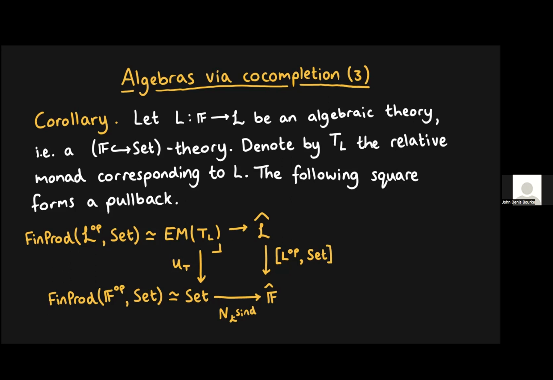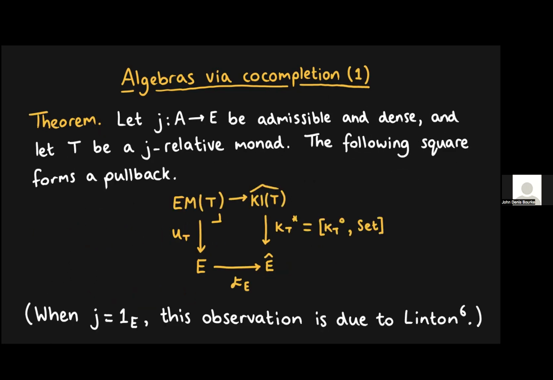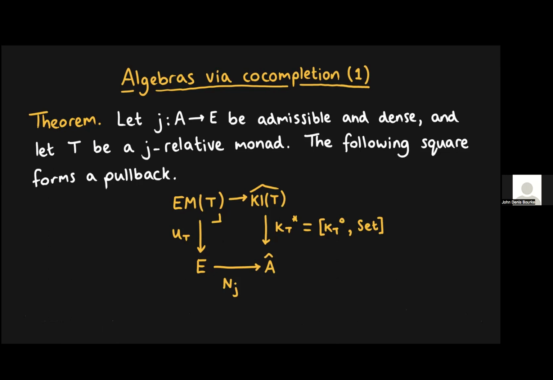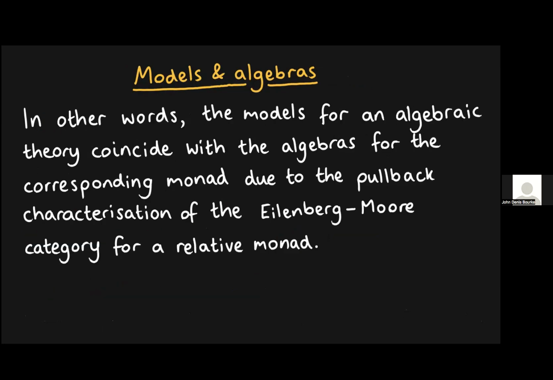And if you're familiar with work on monad theory correspondences, essentially the same pullback appears in several other papers, and this gives a sort of conceptual justification for why it's a theorem. So in other words, the models for an algebraic theory coincide with the algebras for the corresponding monad due to this pullback characterization of the Eilenberg-Moore category.